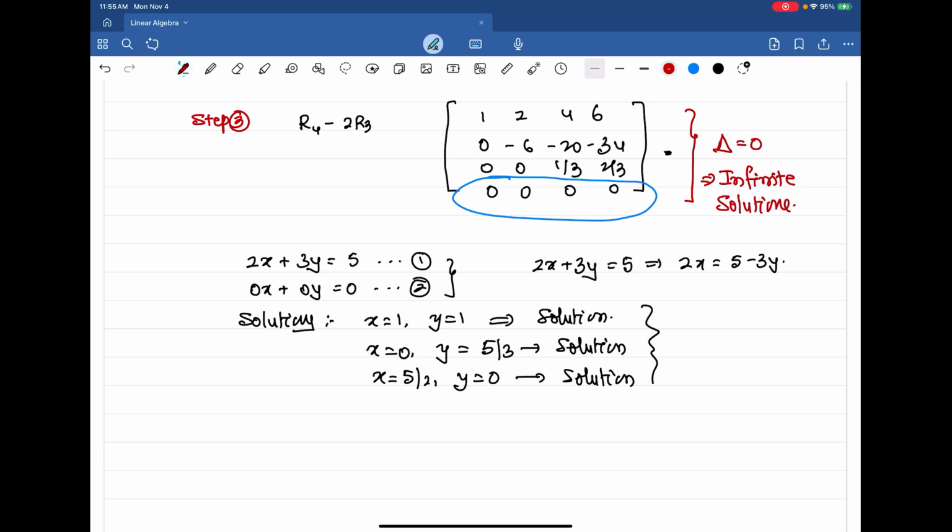There is one concept called characteristic equation.